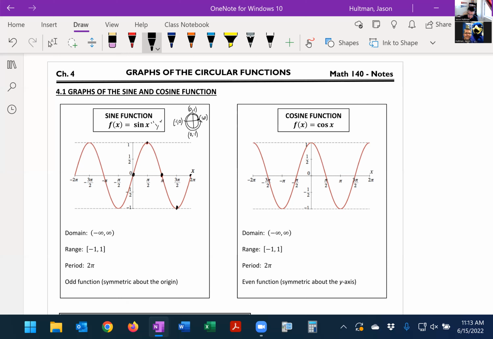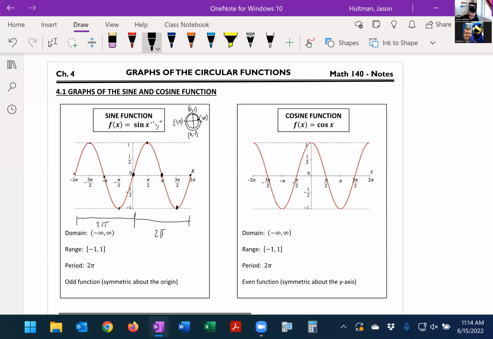Now each of these cycles is called one period. For the sine function, the basic one, we call it the parent function, has a period of 2 pi. It means it cycles its values over and over again every 2 pi, and we get a mirror image every 2 pi units.